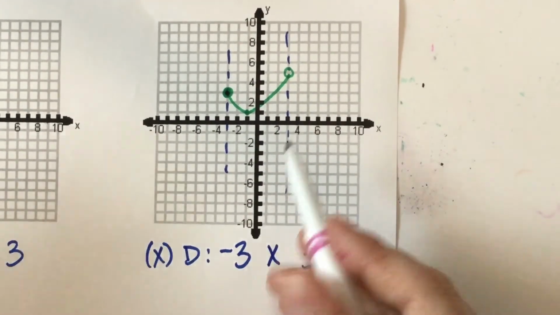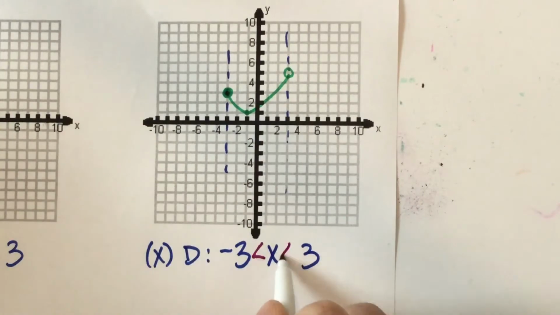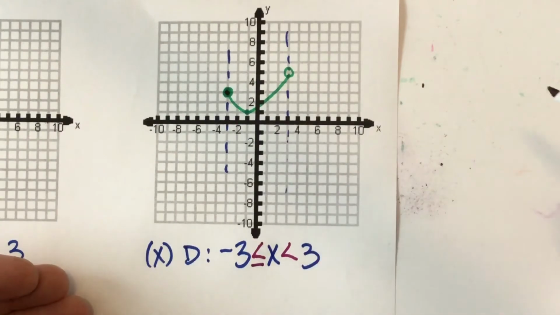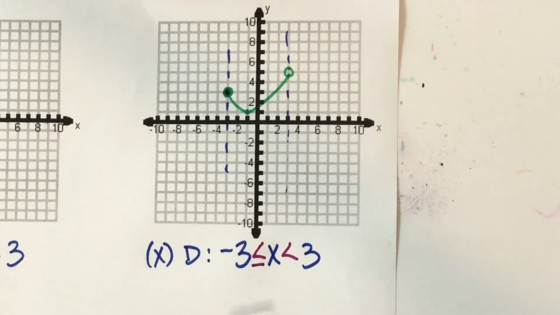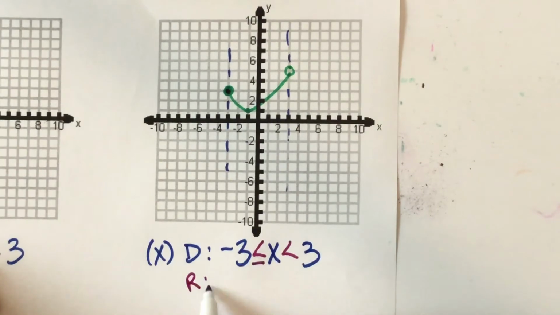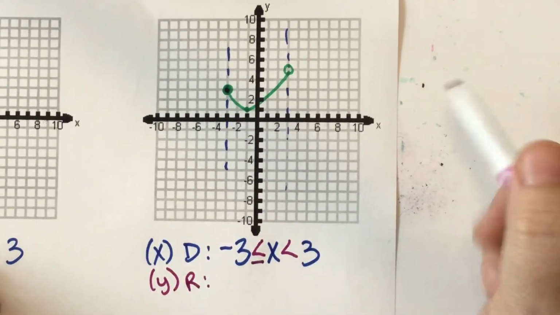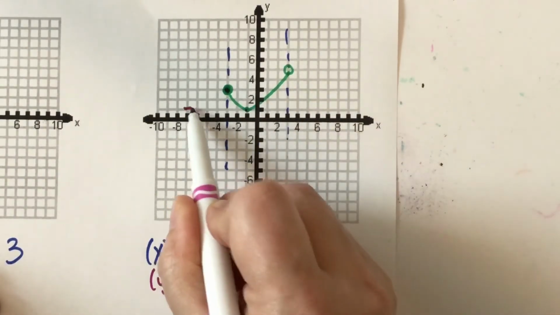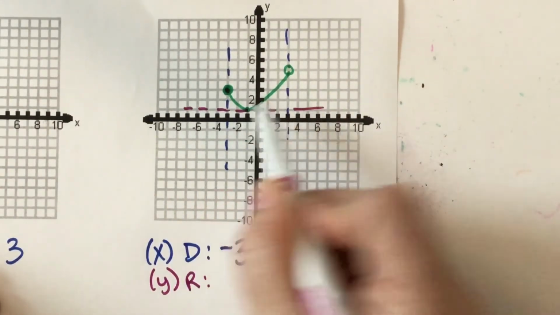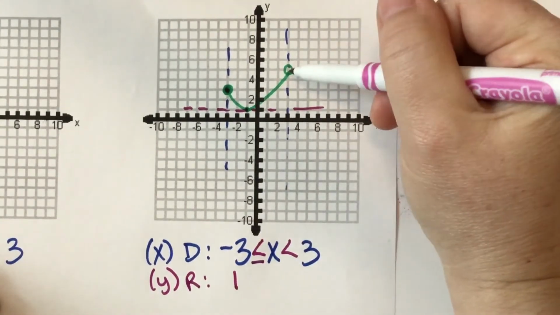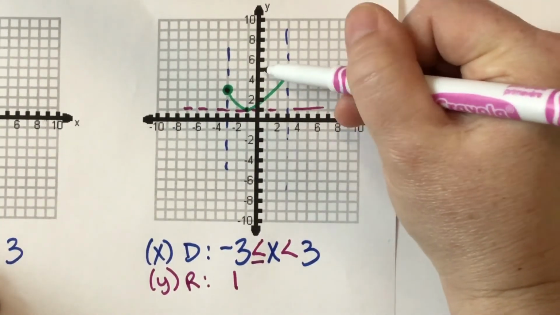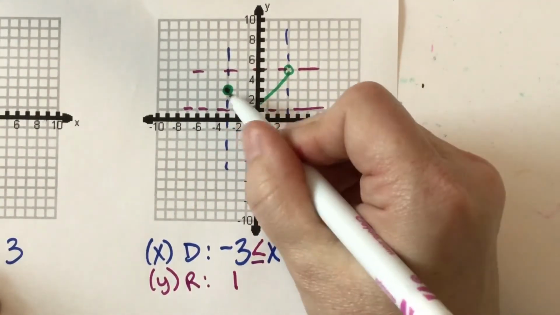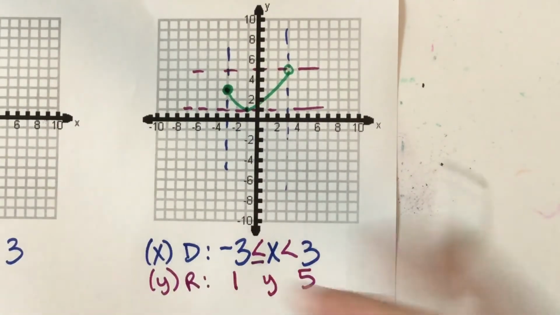Do you remember from earlier in the year, the signs always go like this? And closed circles get equal signs, but open circles don't. And that's our domain. Now, if I want to do range, remember those are y's, so we're looking up and down. So this time I want lowest and highest. This is the lowest spot on the graph, so let's see who that y value is, and it's a 1. And the highest spot on the graph is right here, and that y value is up here at the 5. And it's all the y's in between. Remember, the signs always go the same way.